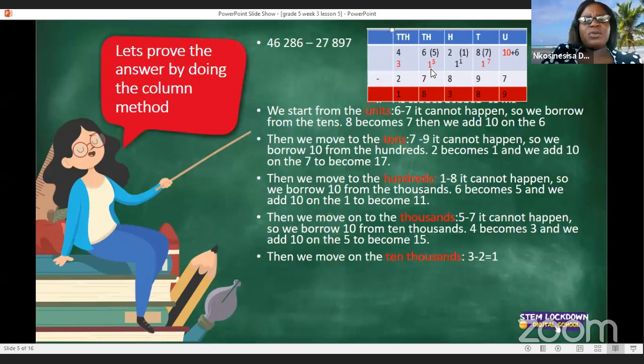Now remember, when we borrow in the column method, we borrow 10. So we don't borrow 1 like in addition where we carry 1. We borrow 10, and so 10 plus 5 gives us 15. You can see it's 1 5 there. 15 minus 7 gives us 8. And then 3 minus 2 now gives us 1. So this was the answer that we had.